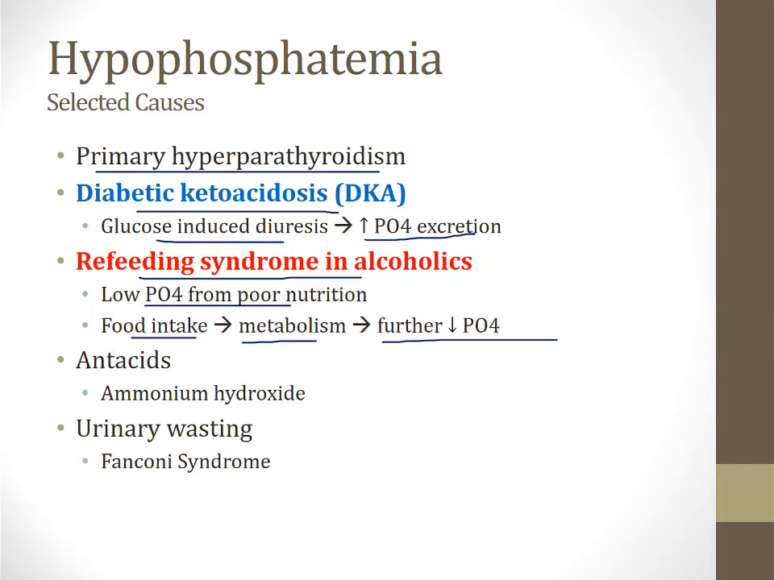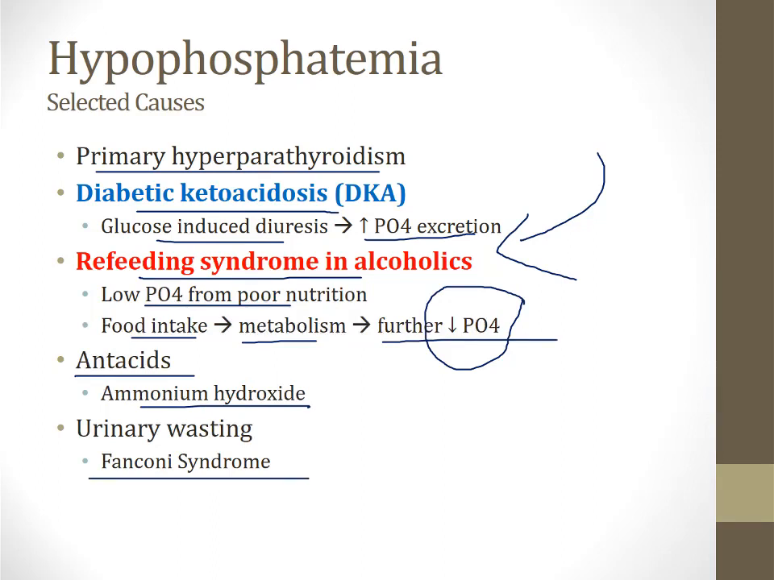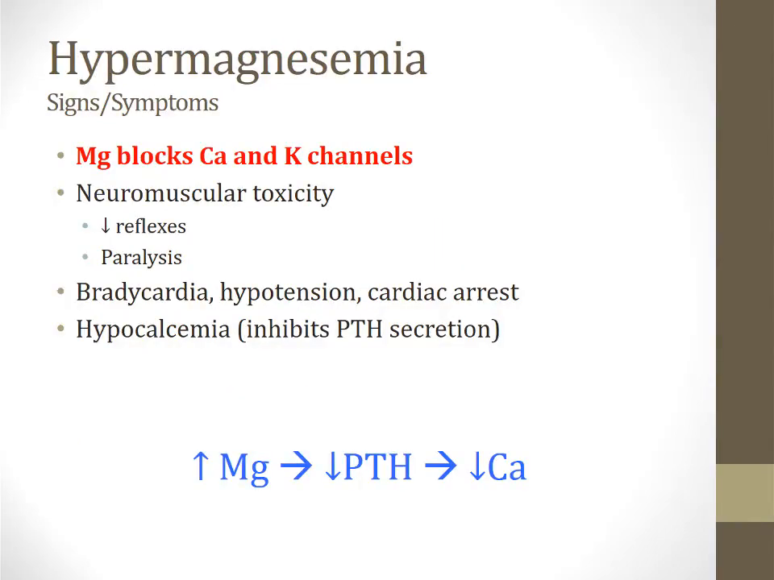So in either an alcoholic or a person with DKA, if you see a description of hypoventilation and respiratory muscle weakness, one thing you should think of is that there may be a low phosphate level. Hypophosphatemia has also been reported among patients taking certain antacids that bind phosphate. The classic one to do this is ammonium hydroxide. And then patients who have the Fanconi syndrome have wasting of phosphate in the urine, and this can lead to hypophosphatemia. I'll finish this video by talking about magnesium.